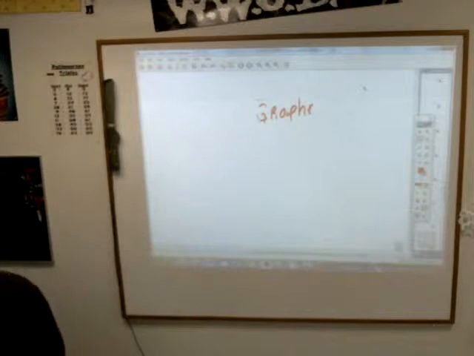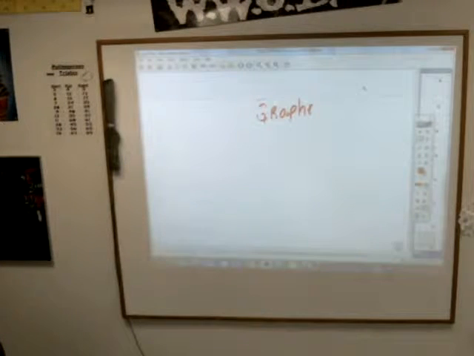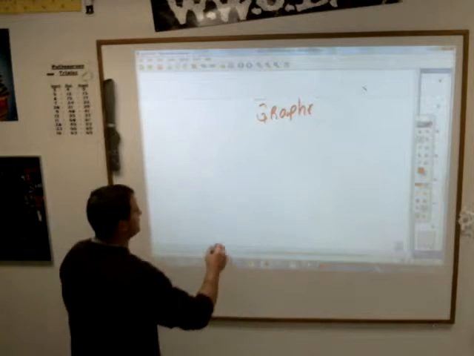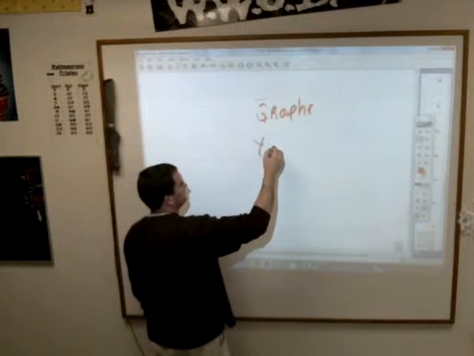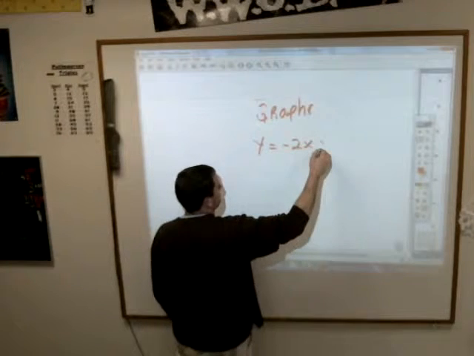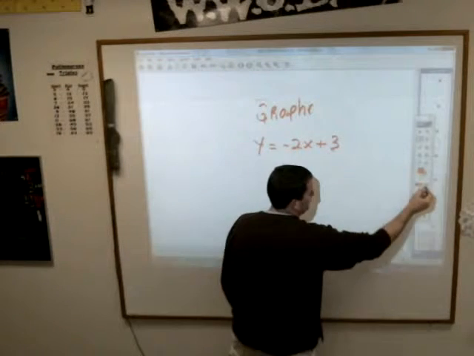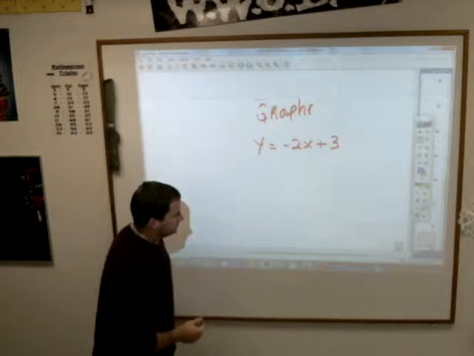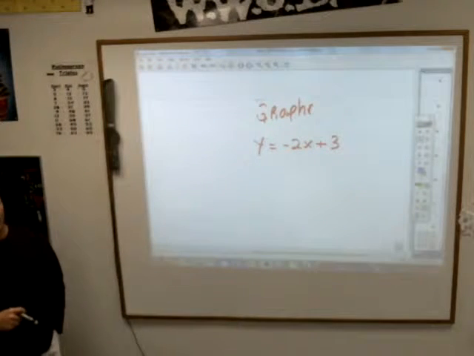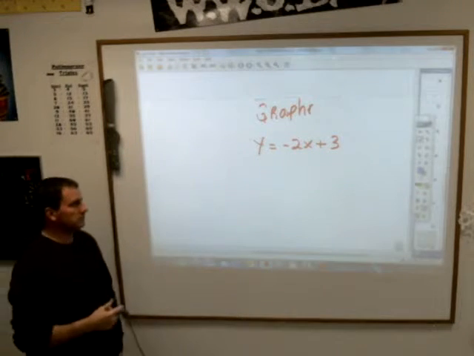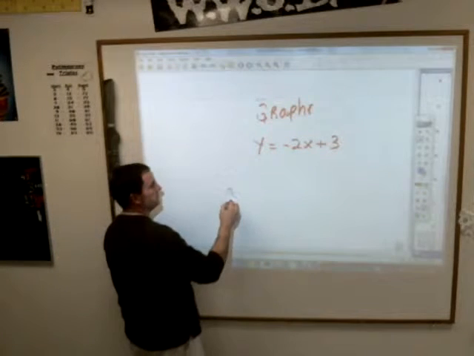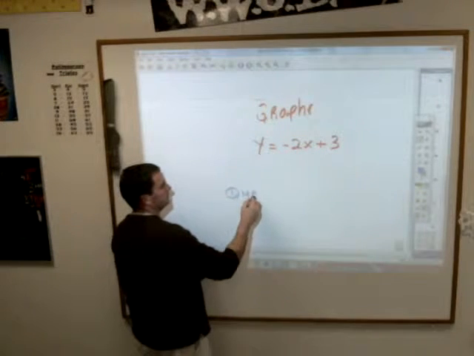Said to graph, and maybe we did this, I should probably go back and look at set 41, but that's only 2 lessons ago, so I don't remember it. Y equals negative 2x plus 3. Direction said to graph that. How do you graph that? Well, what you need to do is step number 1, you have to make a table.